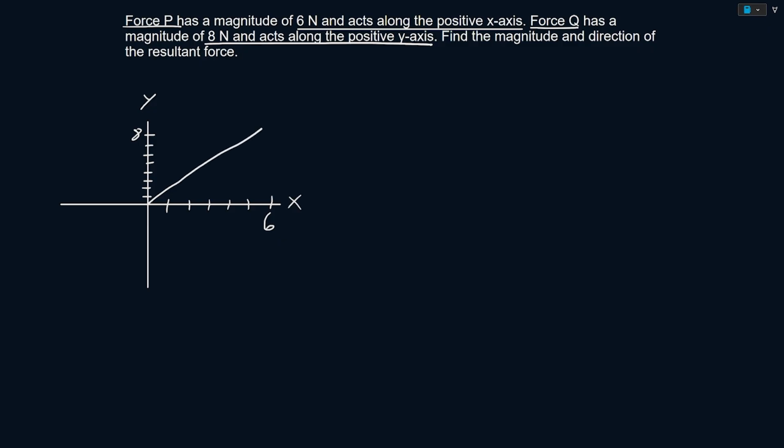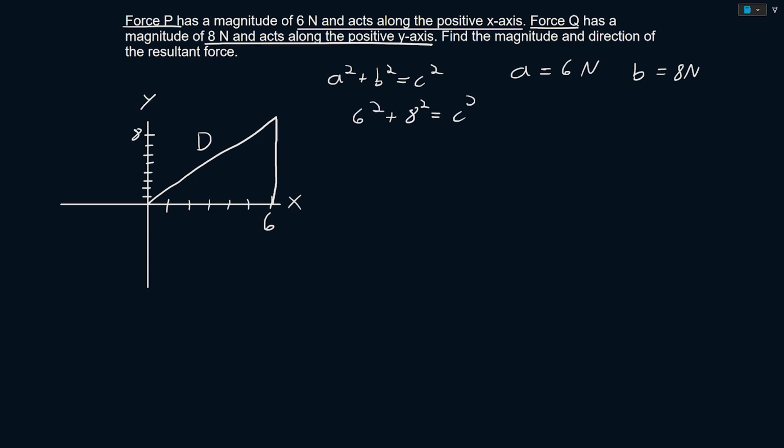These two forces form the legs of a right triangle where the displacement is equal to our hypotenuse. Now we can use Pythagorean's theorem of a squared plus b squared is equal to c squared in order to find our displacement. A can be force P, which has a magnitude of 6 newtons, and B can be force Q, which has a magnitude of 8 newtons. Plugging into our formula, we have 6 squared plus 8 squared is equal to our displacement c squared.